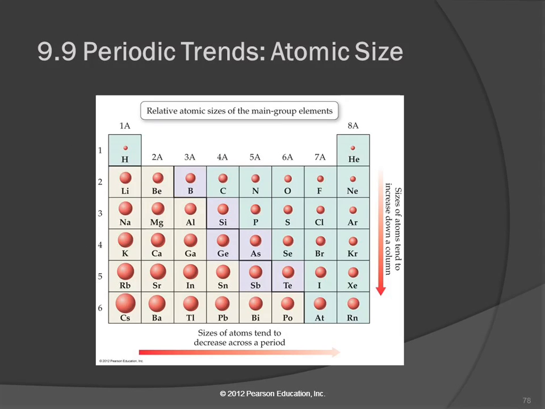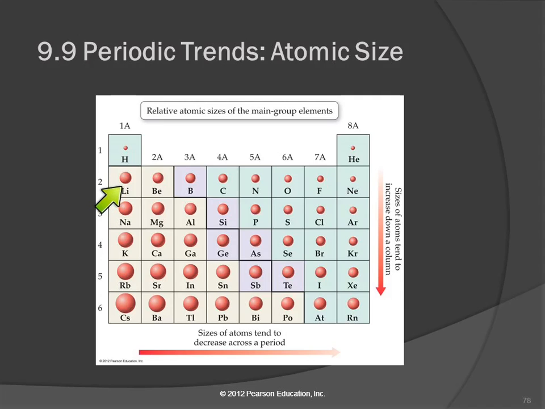So here's a picture. Pictures are always good. It shows relative sizes. As we go down, we see that the atoms are getting larger. And that trend works out no matter what column we're looking at. That one's usually pretty easy to understand. It's the going across getting smaller that doesn't make sense.